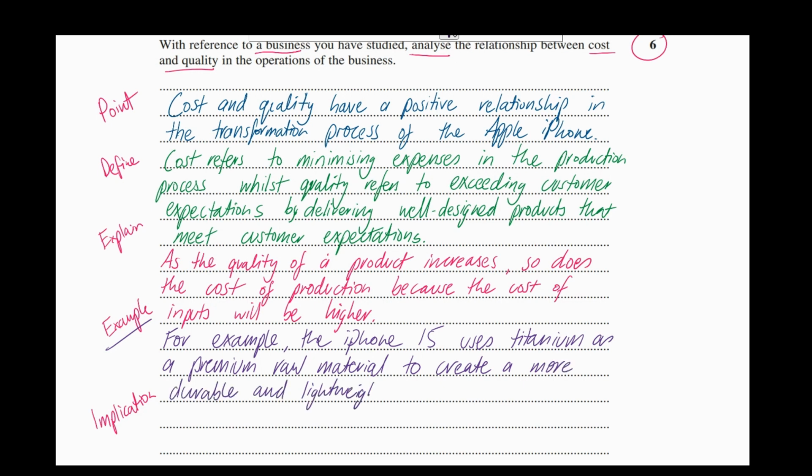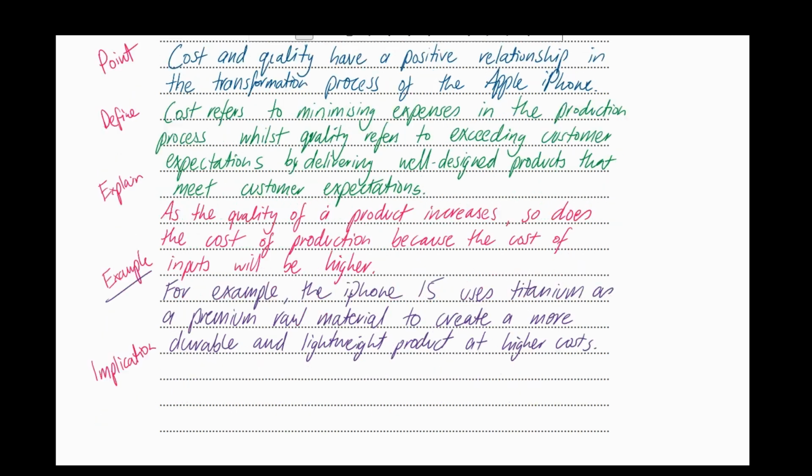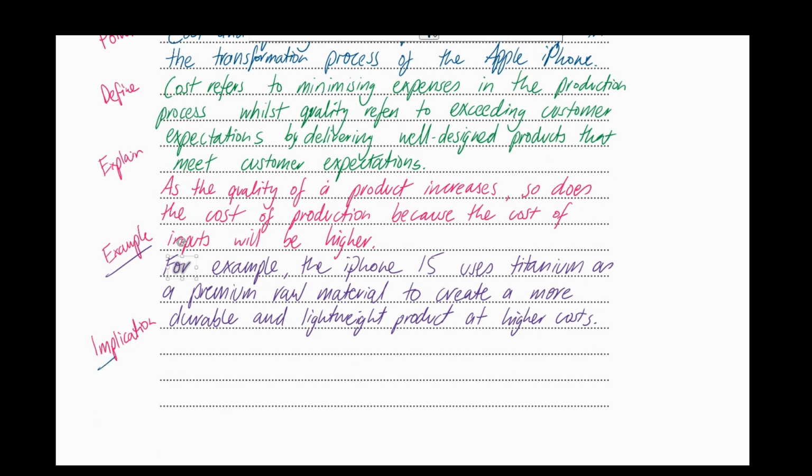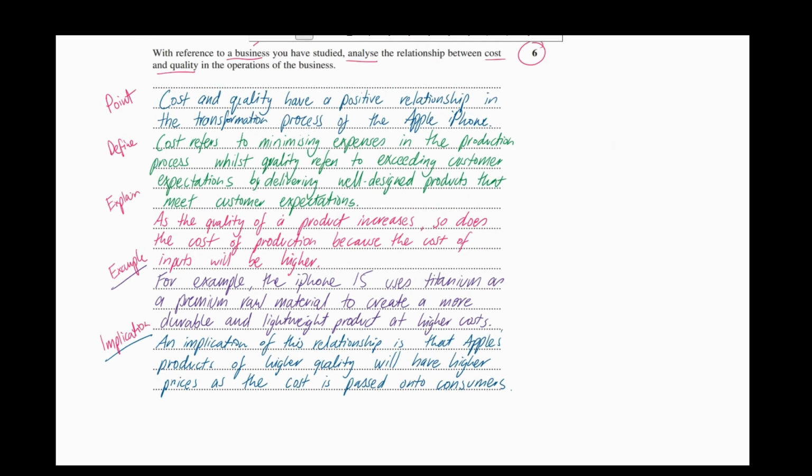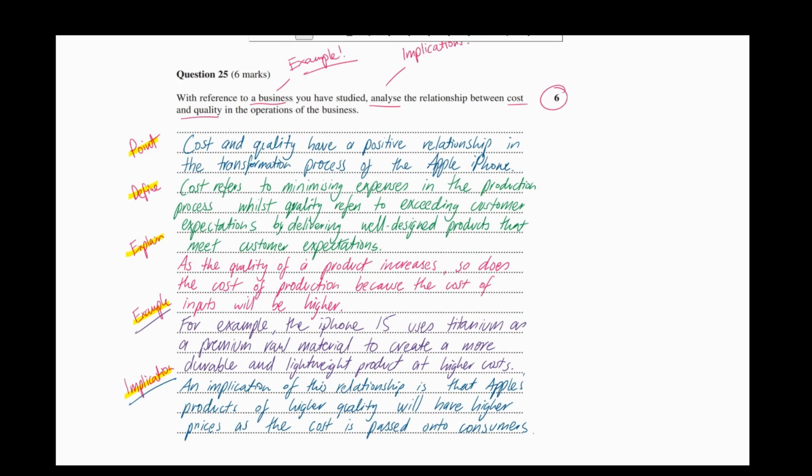Then, our implication on the end. An implication of this is that Apple's products of higher quality have higher prices as the cost is passed on to consumers. So we're using really simple sentence starters here to clearly show what we're going to talk about and structure our answer, but we're also being really concise in this space. A simple structure here of point, define, explain, example, and then we finally link back to the question, 6 out of 6 marks.